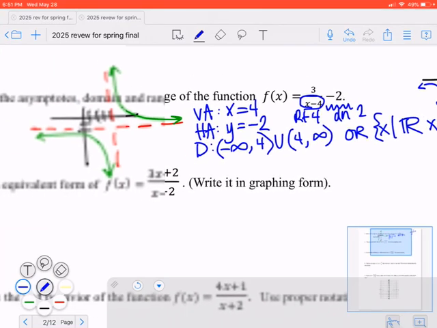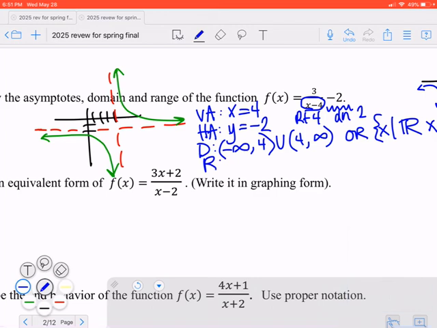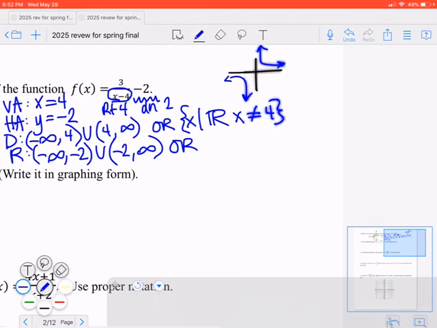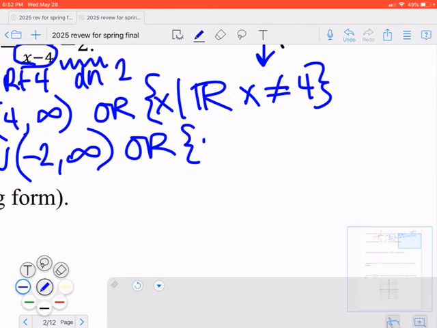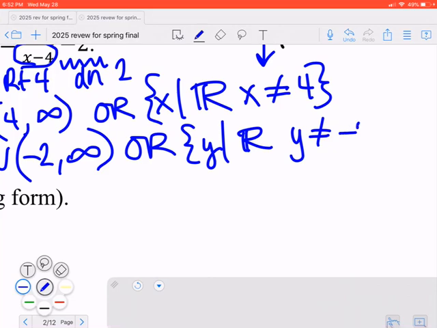And then the range: you always go bottom to top for the range. It's -infinity to the asymptote, which is at -2, in union with -2 to +infinity. And if I wrote that in set builder notation, y such that y is all real numbers except y not equal to -2.